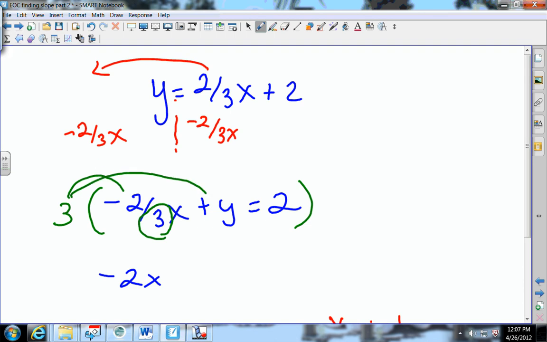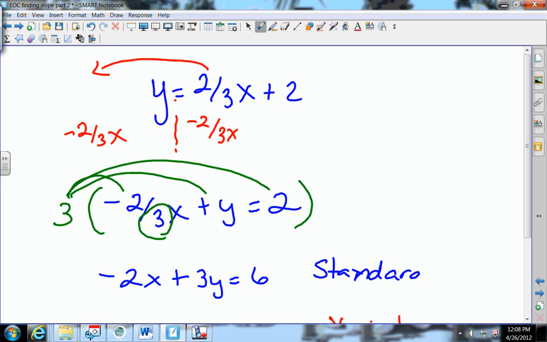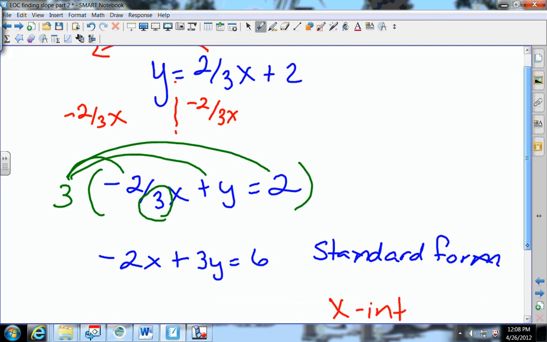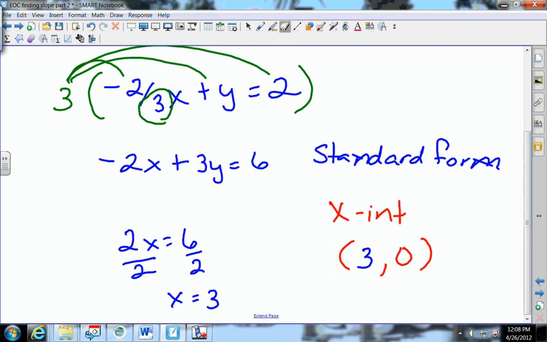And then you do 3 times y and 3 times 2, which gives me plus 3y equals 6. Now that is what it is in standard form. Now from here, let's go and find our X-intercept. And I apologize for that confusion. We took care of that situation.